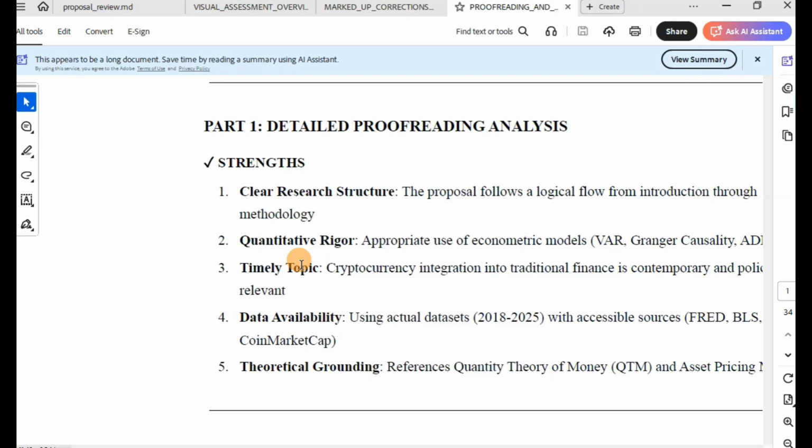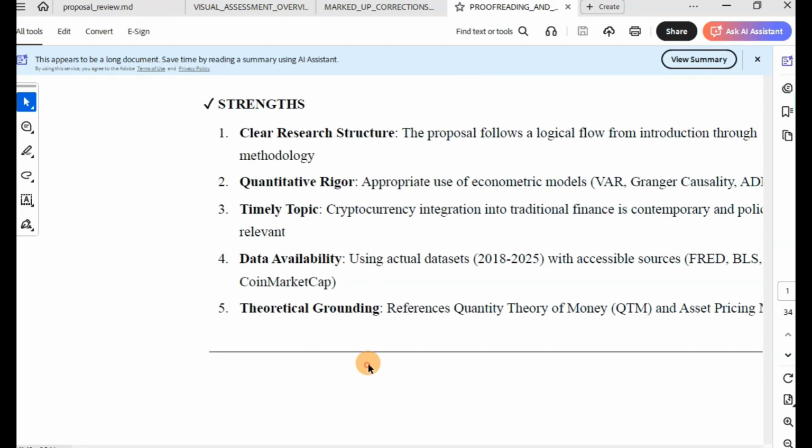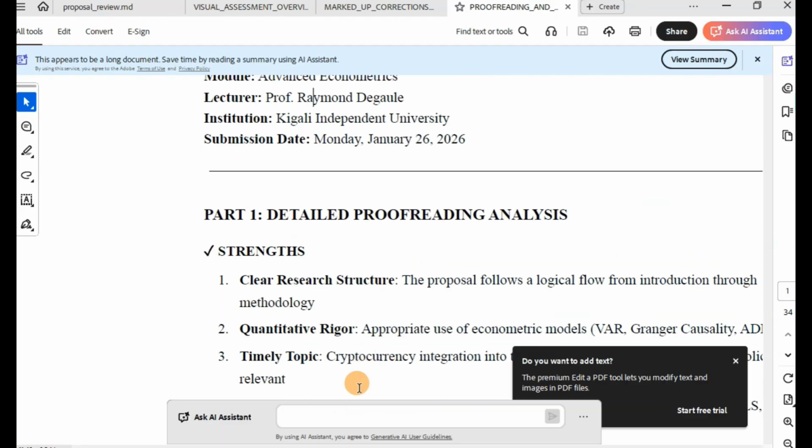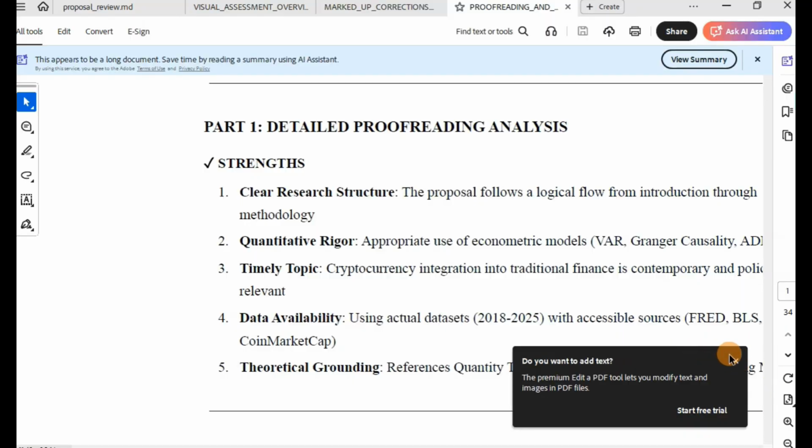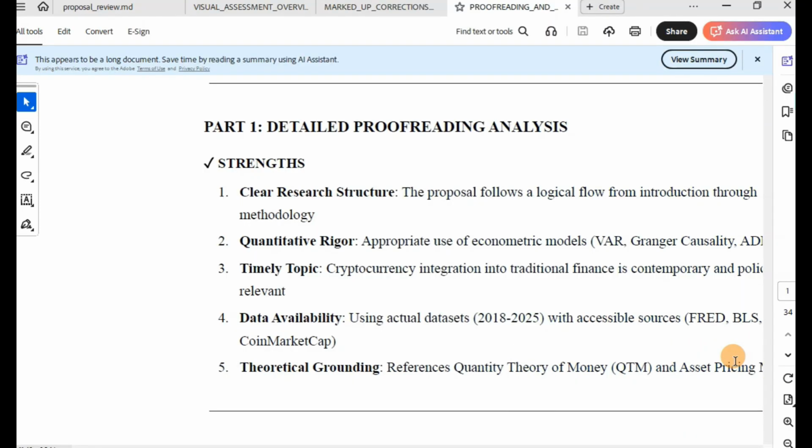So the strength of your topic is that you have a clear research structure, quantitative rigor, and a timely topic. It's not perfect, but we need to run a VAR to make it possible for you. We need to know how to use the federal rates, the federal results from this year, and the data availability.